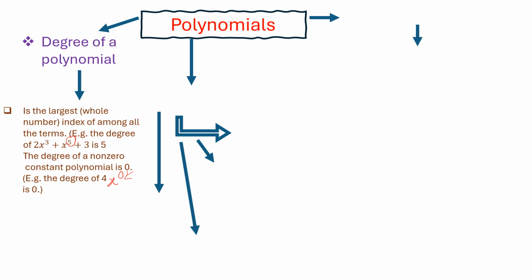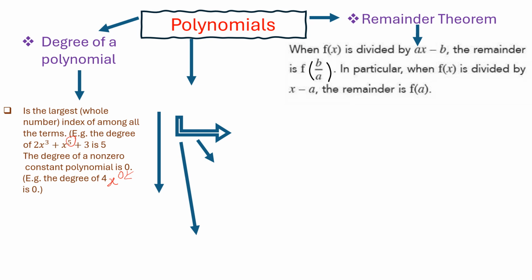Okay, what other concepts are involved in this chapter? Yes, the remainder theorem. And what is the remainder theorem? It states that if you're given a function, and this function is divided by ax minus b, then the remainder that you'll get is f of b over a. How do you get b over a? Basically, you just let the divisor equal to 0. That means you let ax minus b equal to 0.